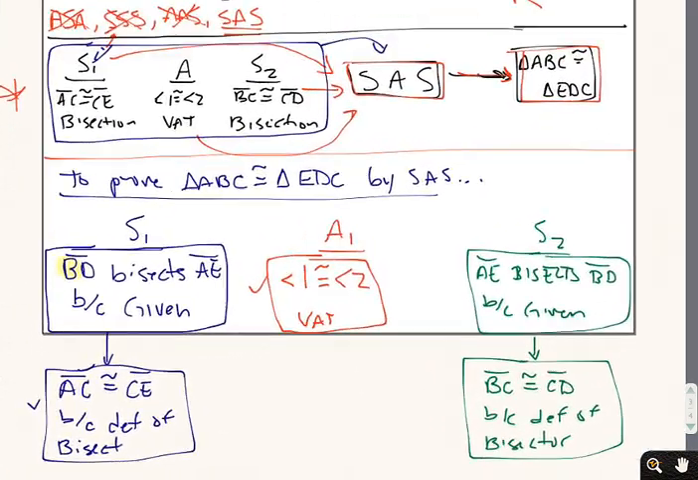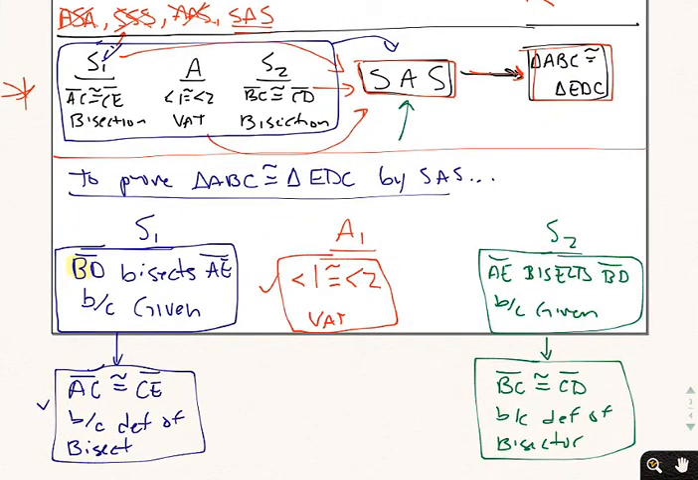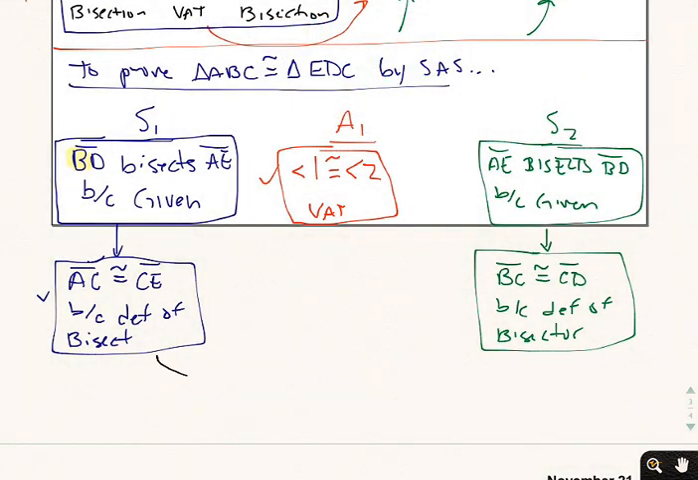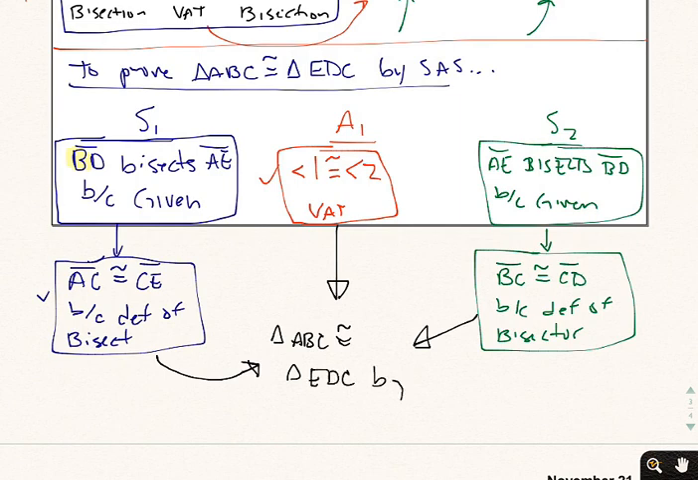So if I look at my plan, I've now proven side angle side, which means I can directly claim that the triangles are congruent. Take a look how I'm going to do this. If I take this piece of information, which I'm going to draw with an arrow, and this piece of information, which I'll connect with an arrow, and this one, I can claim that triangle ABC is congruent to triangle EDC by the side angle side triangle congruence theorem.